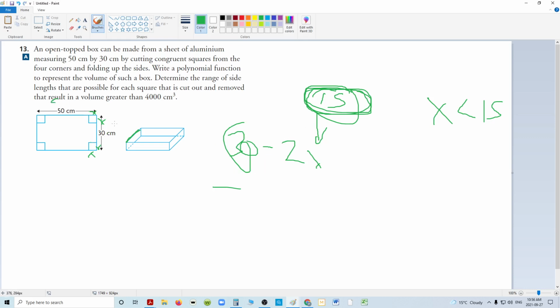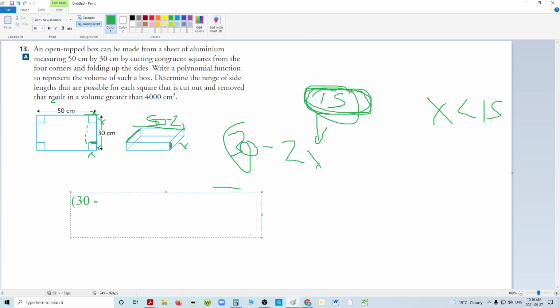This other side of this box here is also 50 minus 2x, because there's an x here and an x here. Okay, write a polynomial function to express the volume. To do that, oh, you might say, well, they didn't give us the height. Well, the height of the box is x, because when you cut out x here and fold the flap up, this becomes the height of the box. So that means the box's dimensions are 30 minus 2x by 50 minus 2x times x is equal to the volume based on x.